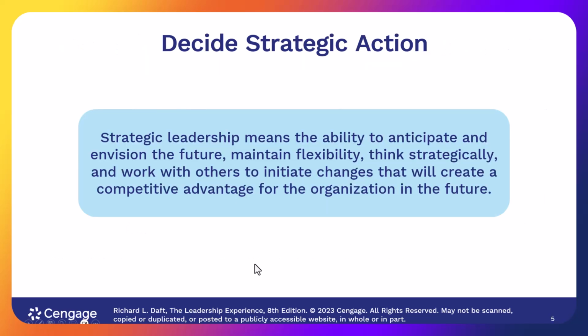Decide strategic action. Strategic leadership means the ability to anticipate and envision the future, maintain flexibility, think strategically, and work with others to initiate changes that would create a competitive advantage for the organization. So this is where people look at it and they say, you know what, I'm being asked to take a look at where we are now. How do I take us into the future? And what route do we take to do that?